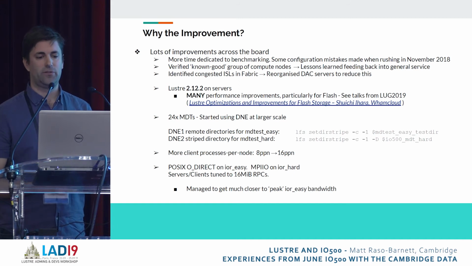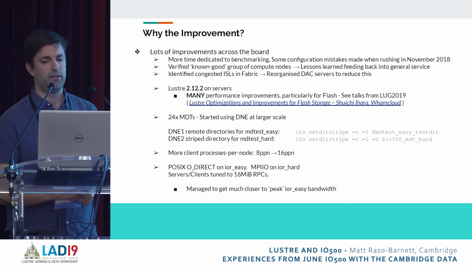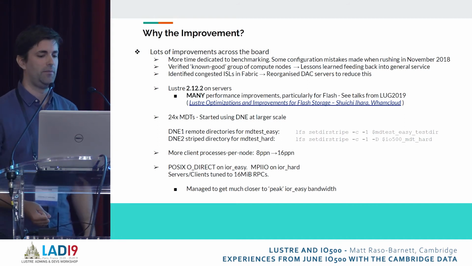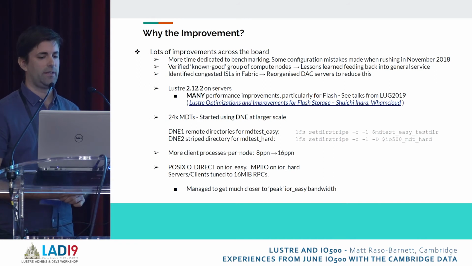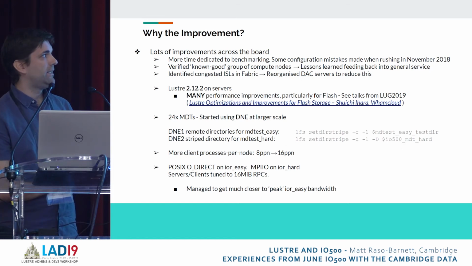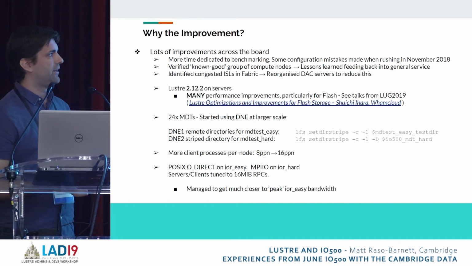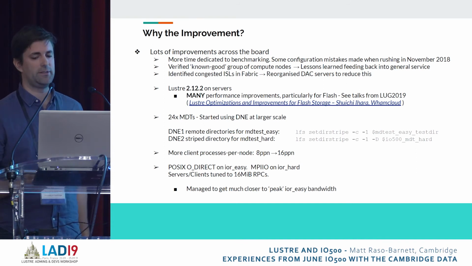Using Lustre 2.12 on the servers was a major improvement. There's a really good talk from LUG 2019 that Suchi did about Lustre optimizations for flash, and that was a big thing for us. There were improvements, particularly around the use of the page cache that it optimizes for, and that was in itself a major part of this. And then, as I said, we had 24 MDTs in this file system, so using DNE properly this time was a massive contributor to that change.